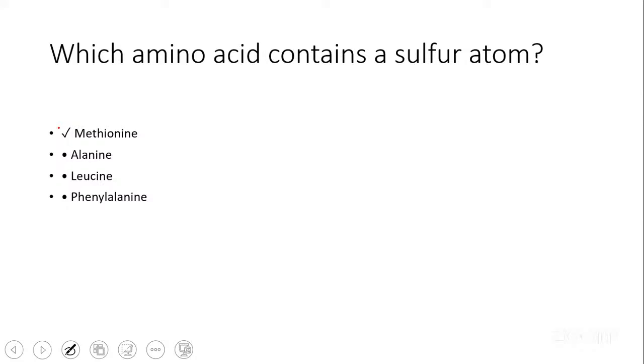Which of the following amino acids contains a sulfur atom?